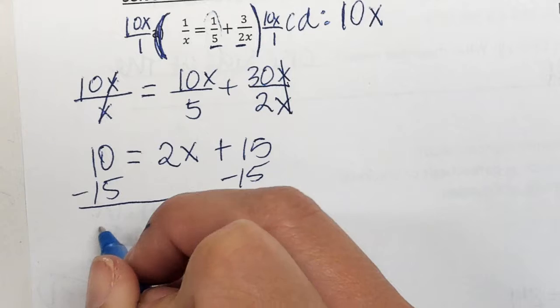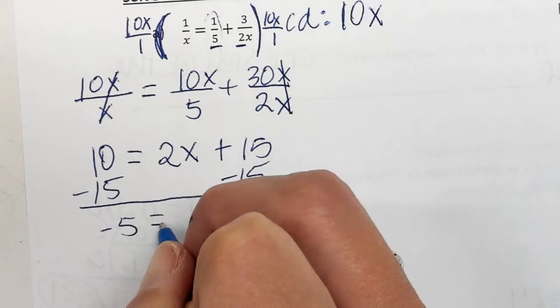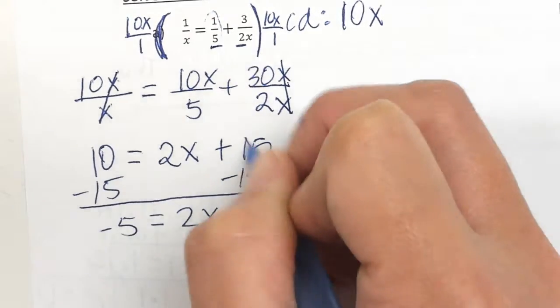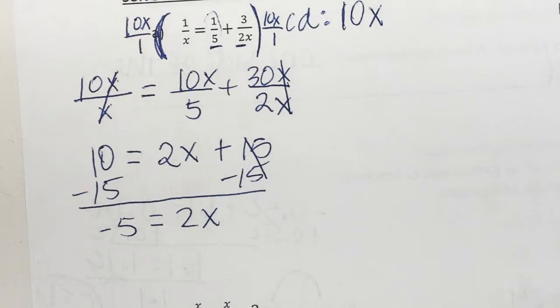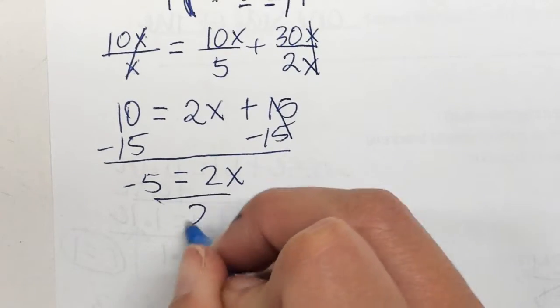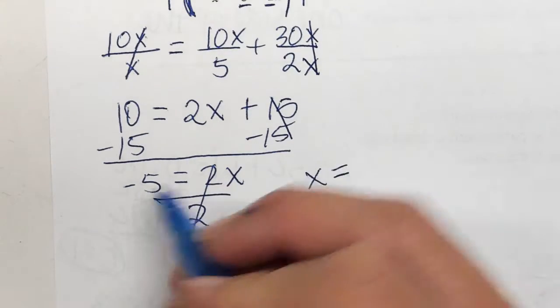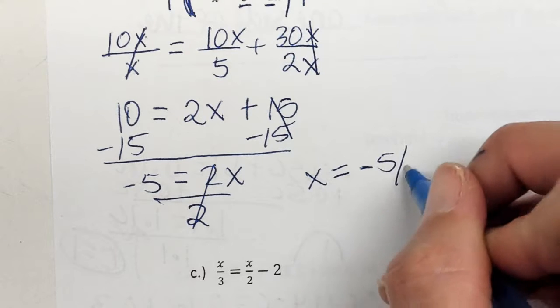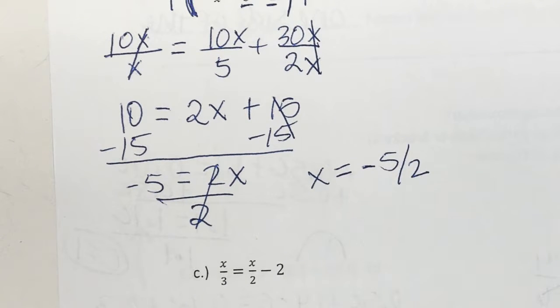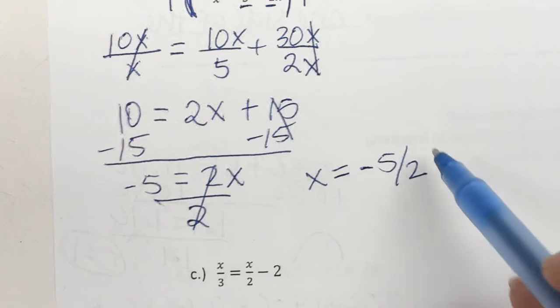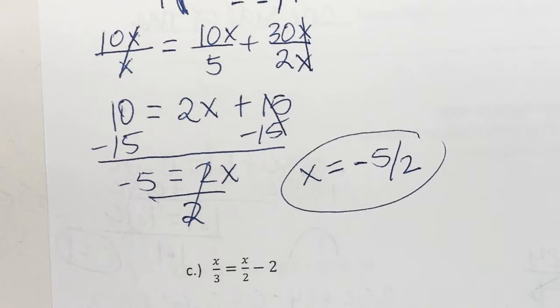So 10 minus 15 equals 2x. And now to get x by itself, divide by 2. So x equals what? Negative 5 over 2. Very good. And notice how in the original problem it gives you fractions, 1 over 5. So please don't put this as negative 2.5 or a decimal, okay? So leave it as a fraction. Now, any questions before I move on?